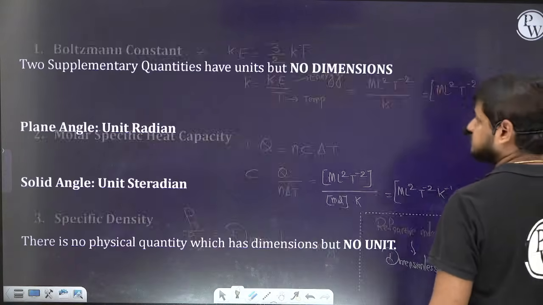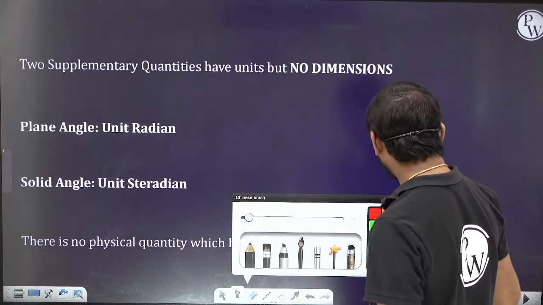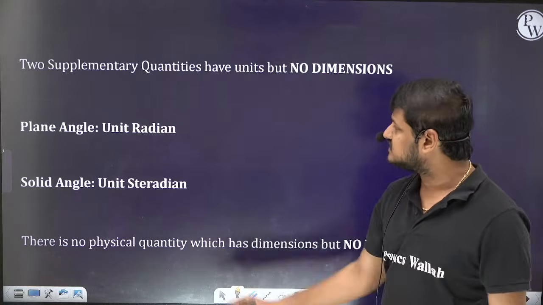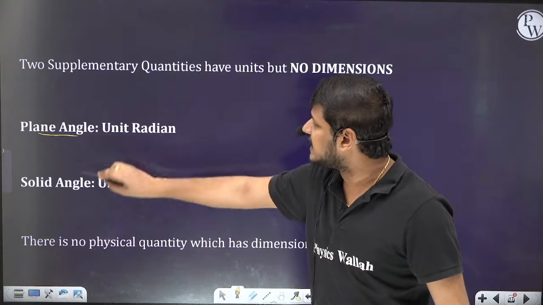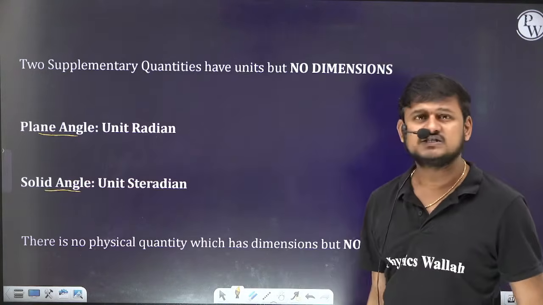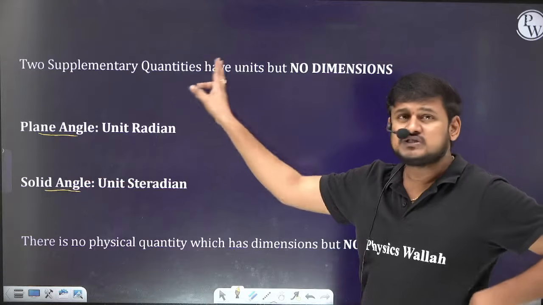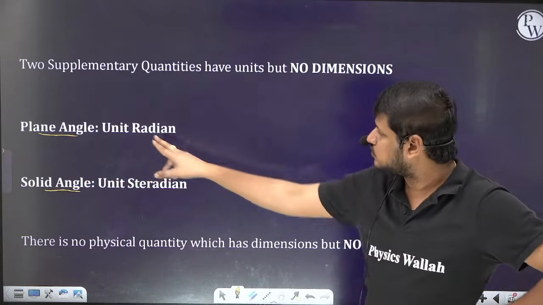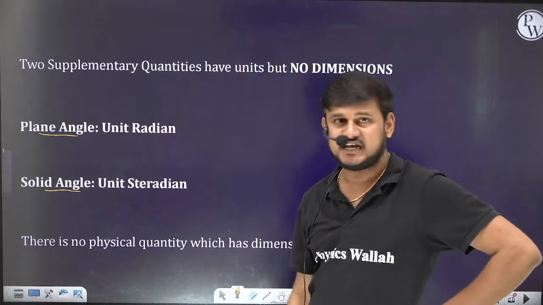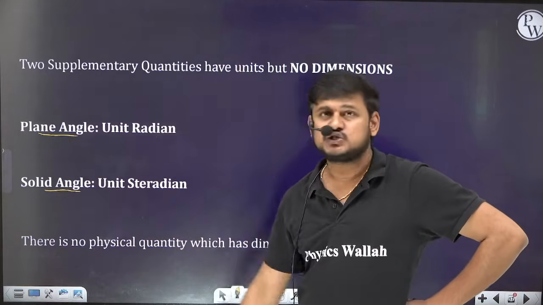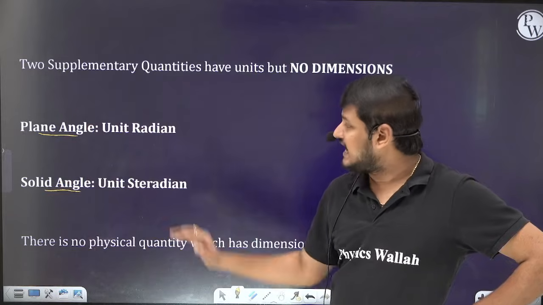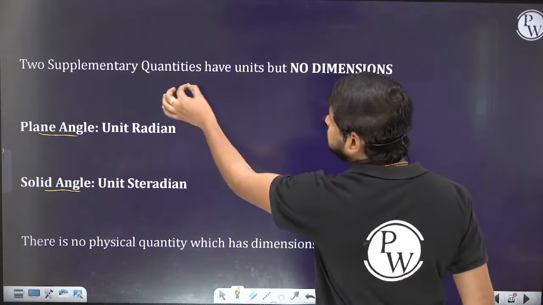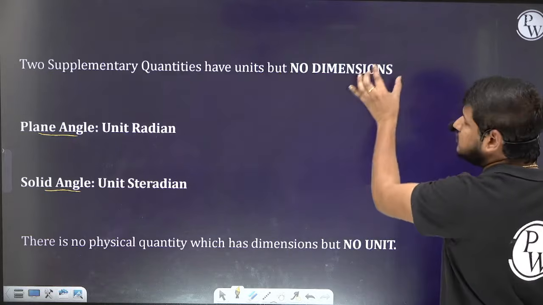So next, let's move further. There are two supplementary physical quantities we have. What are those two? One is plane angle, the other one is solid angle. These two supplementary physical quantities have units. The unit of the plane angle is radian, whereas the unit of the solid angle is steradian. So they have units but no dimensions.